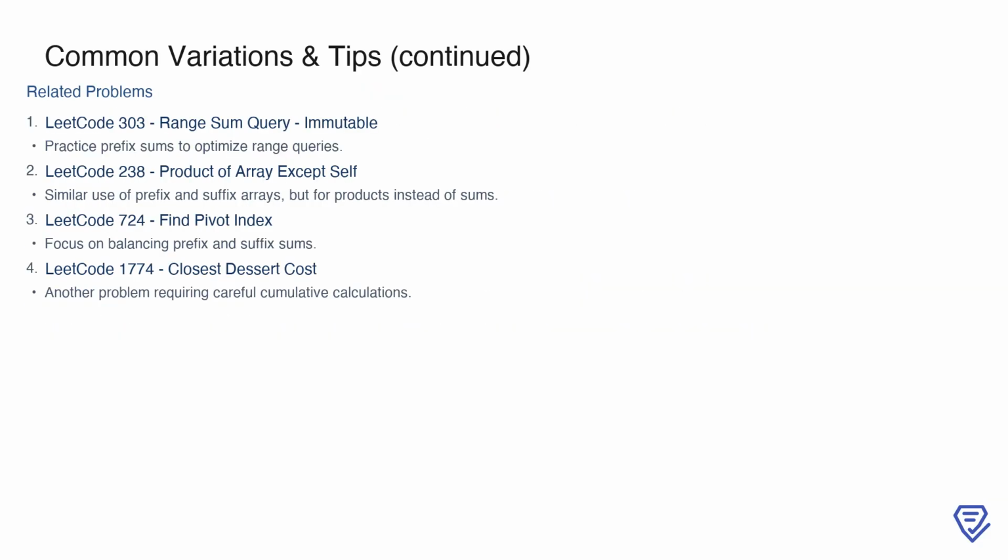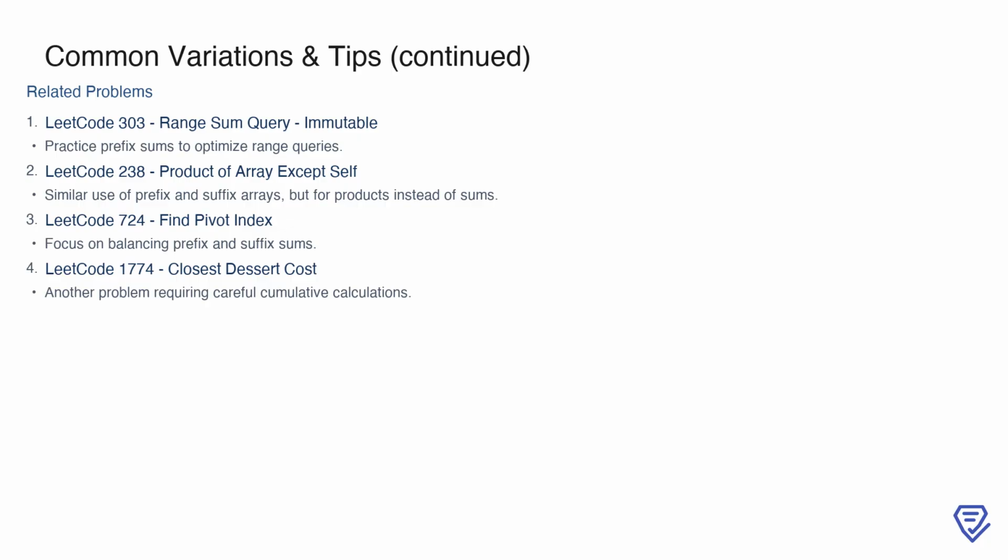This problem is closely related to several others that can help you further practice and refine your understanding of prefix and suffix sums. For instance, LeetCode 303, Range Sum Query Immutable, focuses on using prefix sums to optimize range queries efficiently. Another example is LeetCode 238, Product of Array Except Self, which involves a similar concept of prefix and suffix arrays, though applied to products rather than sums.